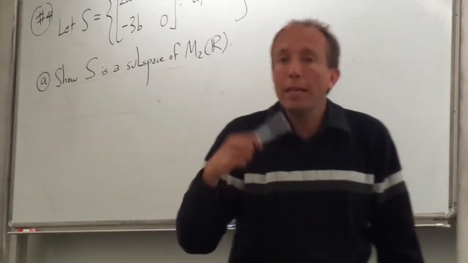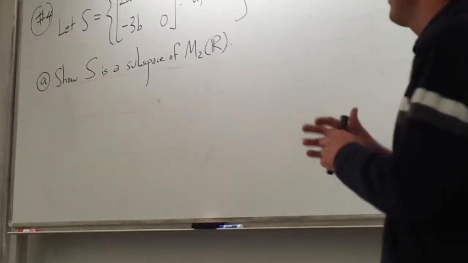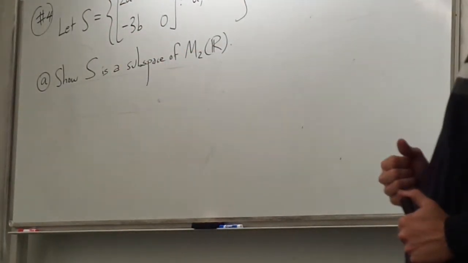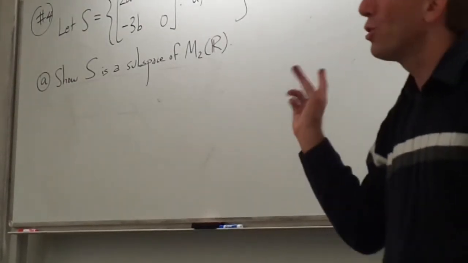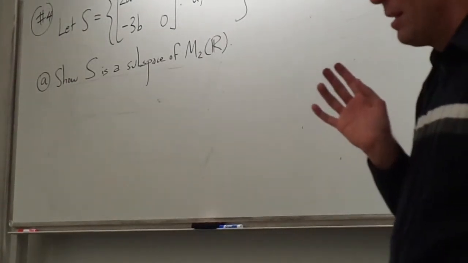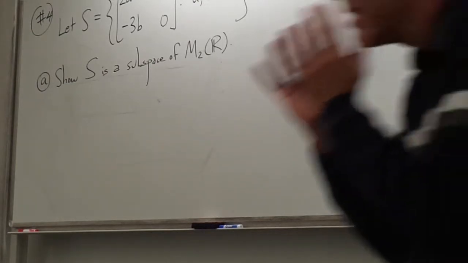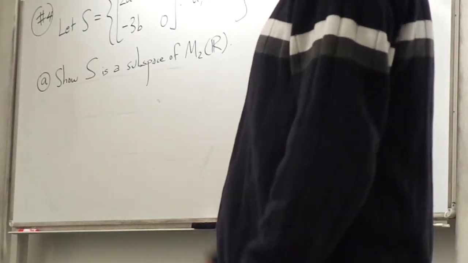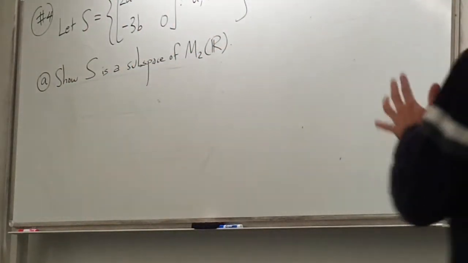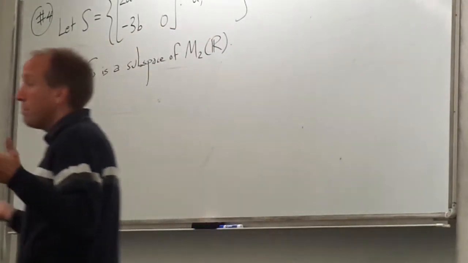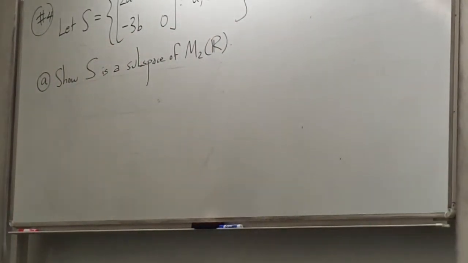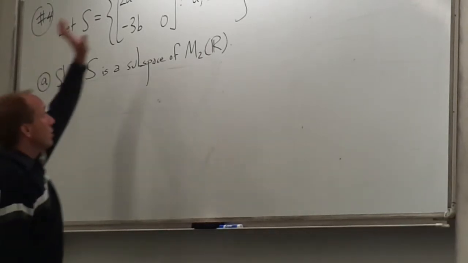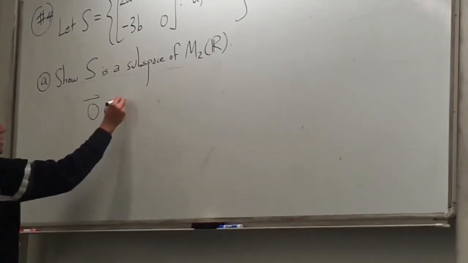Remember, that is only a test that will be used to throw out something from being a subspace. If the zero vector is not in the set, it's not a subspace, and we can go home. If the zero vector is in the set, then we have to proceed further. It may or may not be a subspace. We have to do more work to draw the conclusion. So we've already got the zero vector is in there. Let me just write that down. Zero vector is an element of S. Check.